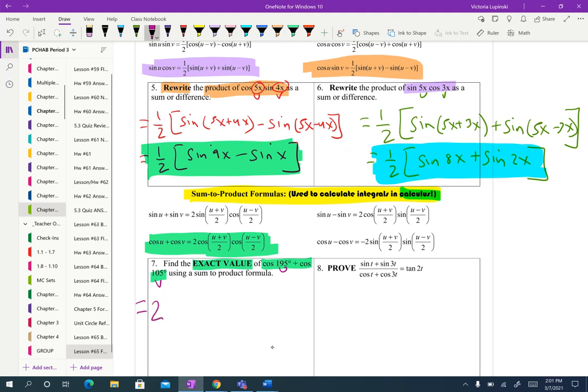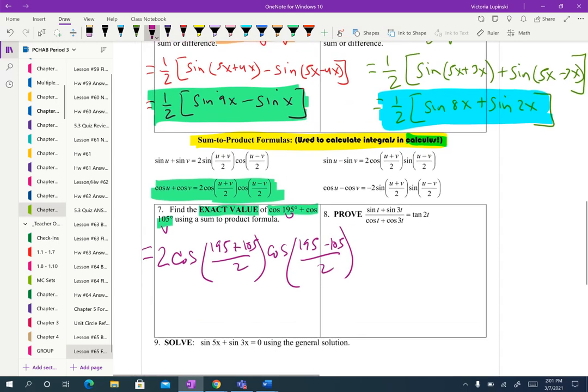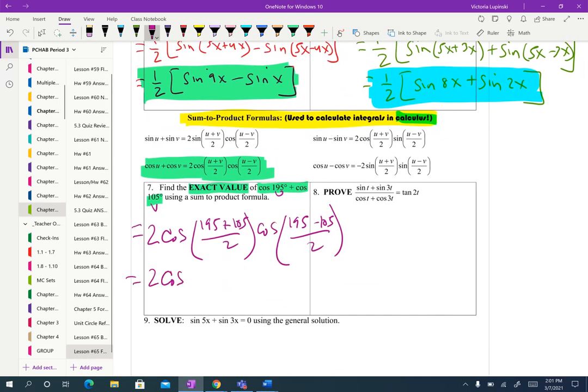So if you use the formula, it's 2 times the cosine of u plus v all over 2, and then that's multiplied by the cosine of 195 minus 105 over 2. So 2 times the cosine. 195 plus 105 gives me 300 over 2. And then 195 minus 105 gives me the cosine of 90 over 2. So this is 2 times the cosine of 150 times the cosine of 45.